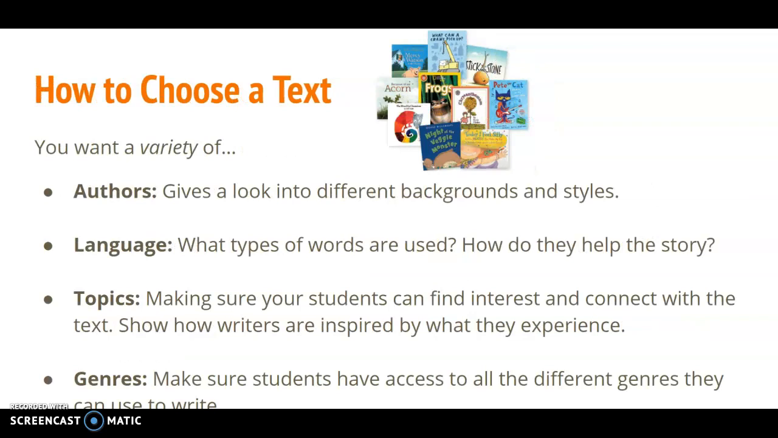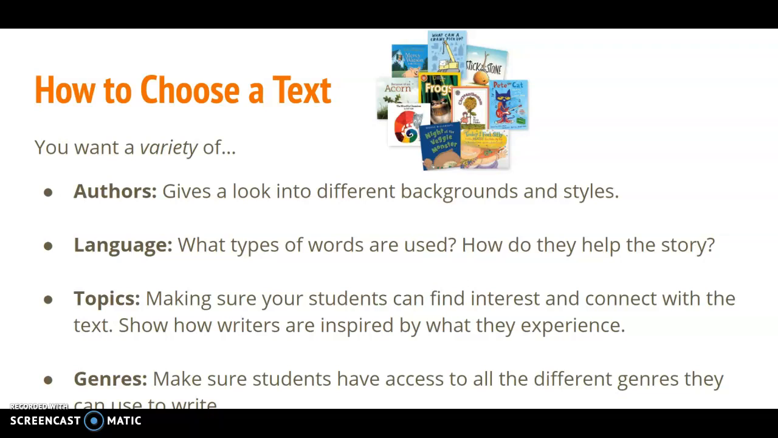In choosing a mentor text, you always want variety. So you want to show students different authors, so giving them a look into different backgrounds, different cultures, and different styles of writing from different people. You want to have a variety of language that is used. So is it figurative? Is it really informational and factual? And how do these different types of writing impact the story or the text?